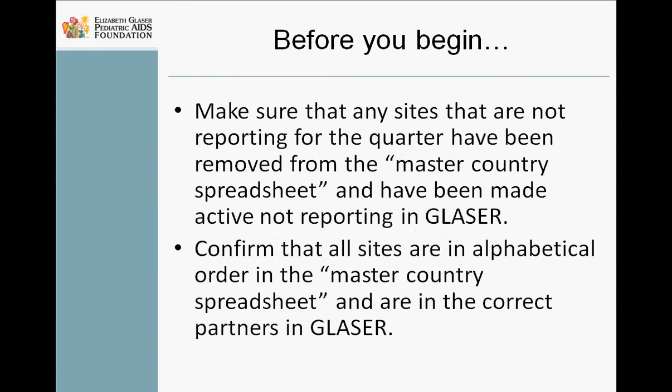Now, before you begin, let's review a few things. First, make sure that any sites that are not reporting for the quarter have been removed from the master country spreadsheet and have also been made active not reporting in GLASER. Also, go ahead and confirm that all sites are in alphabetical order in the master country spreadsheet and also have the correct partner in GLASER.